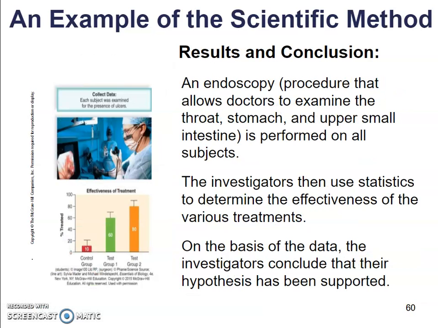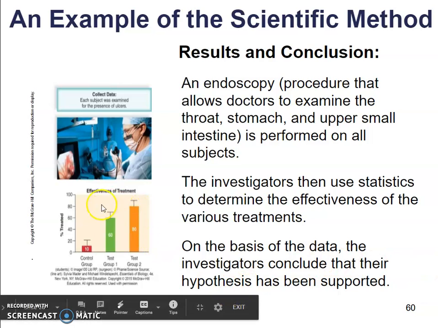Results and conclusion. An endoscopy, a procedure that allows doctors to examine the throat, stomach, and upper small intestine, is performed on all subjects. The investigators then use statistics to determine the effectiveness of the various treatments. On the basis of the data, the investigators conclude that their hypothesis has been supported. You can see they have graphed their data over here.